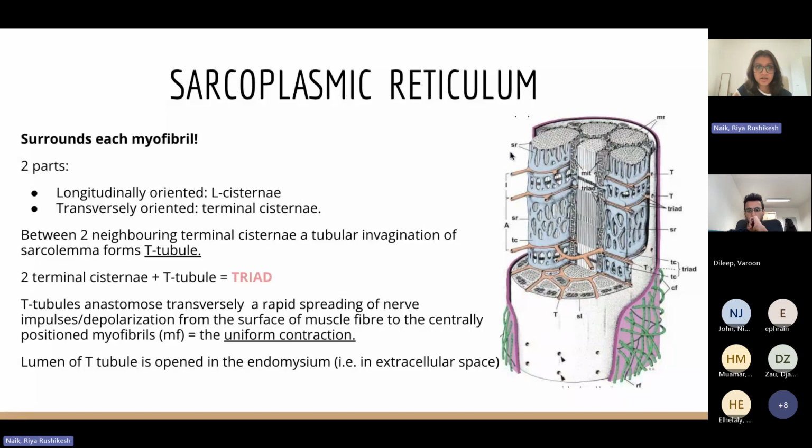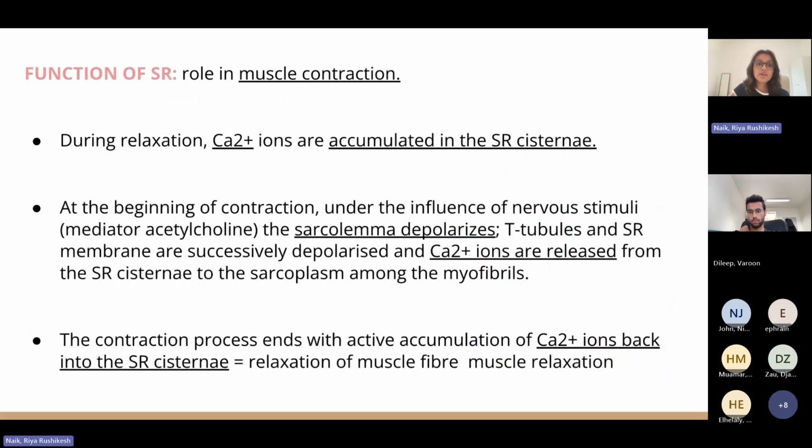Two of these terminal cisternae and one of these T tubules make up a structure called a triad, and this triad is an important word to remember because it is characteristic only of skeletal muscle. The function of these T tubules is to transmit nervous impulses, which helps in depolarization of the sarcolemma, and it results basically in uniform contraction. The function of the SR is that it helps in muscle contraction.